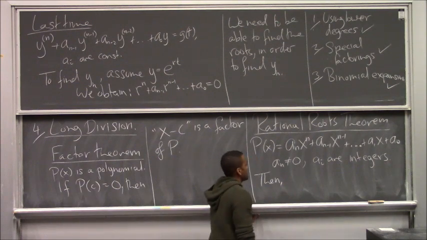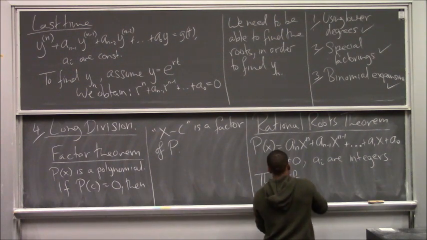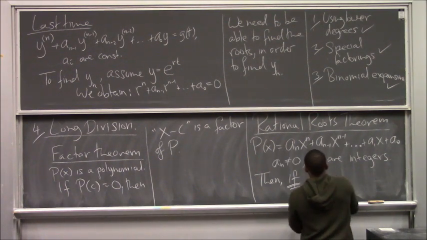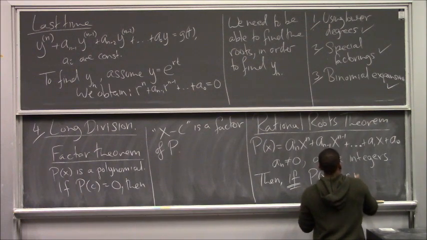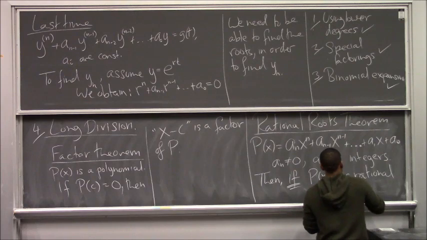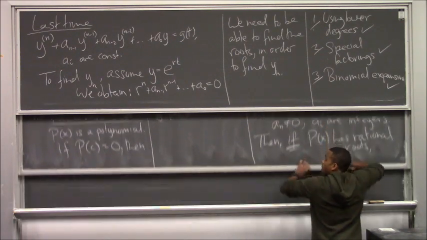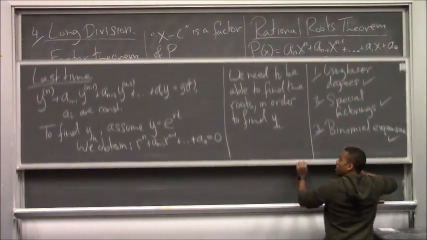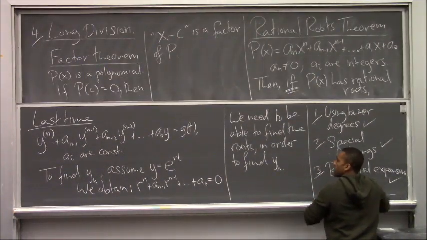there's a theorem that says if p of x has rational roots, it does not have to have rational roots. If it has rational roots, we actually know what they need to look like.